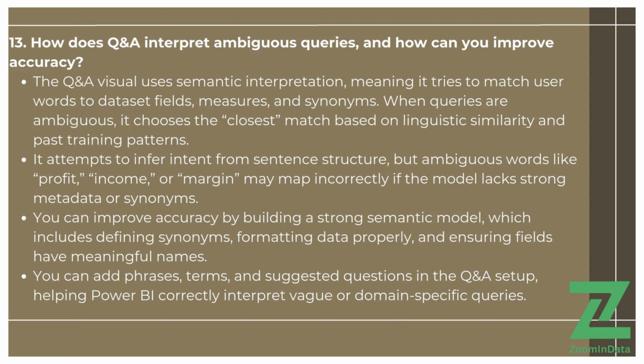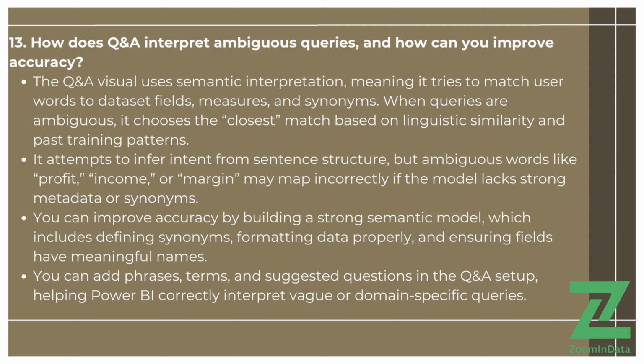13th question. How does Q&A interpret ambiguous queries, and how can you improve accuracy? The Q&A visual uses semantic interpretation, meaning it tries to match user words to dataset fields, measures, and synonyms. When queries are ambiguous, it chooses the closest match based on linguistic similarity and past training patterns. It attempts to infer intent from sentence structure, but ambiguous words like profit, income, or margin may map incorrectly if the model lacks strong metadata or synonyms.